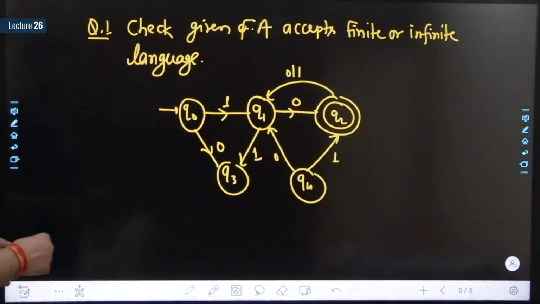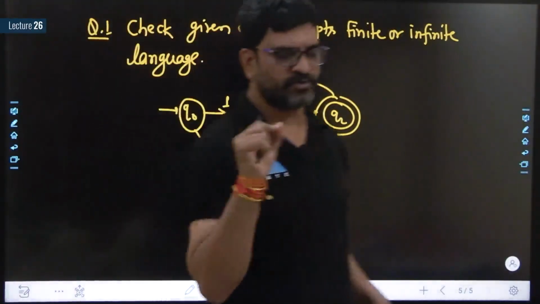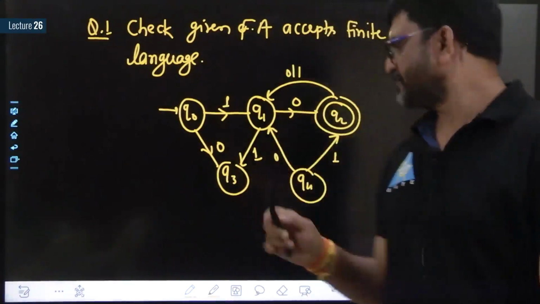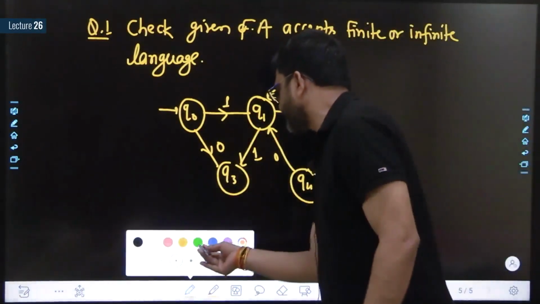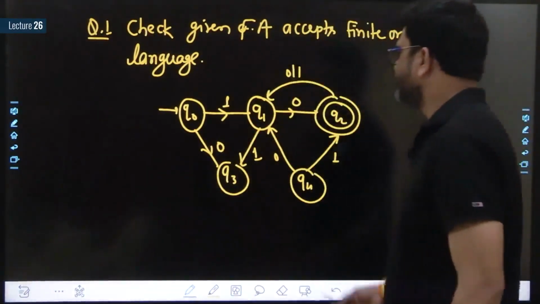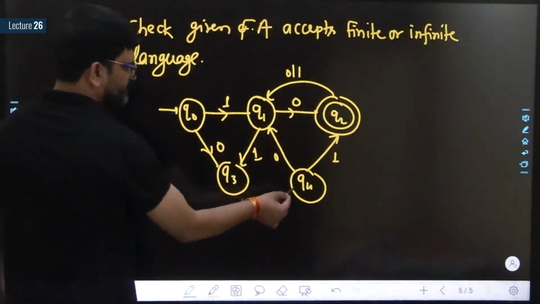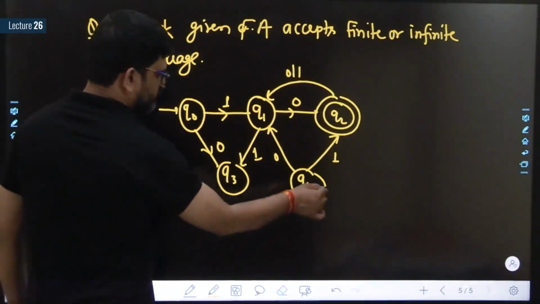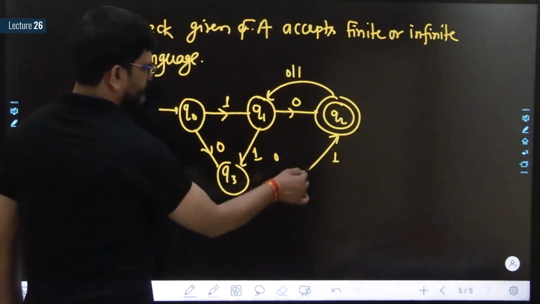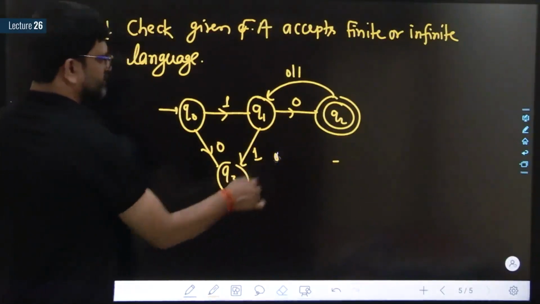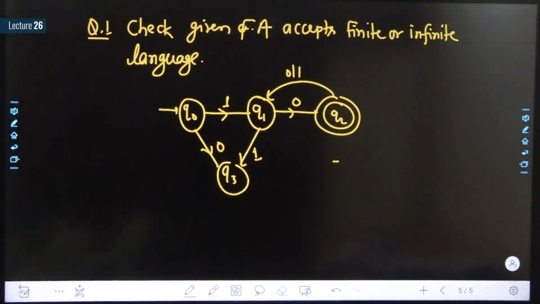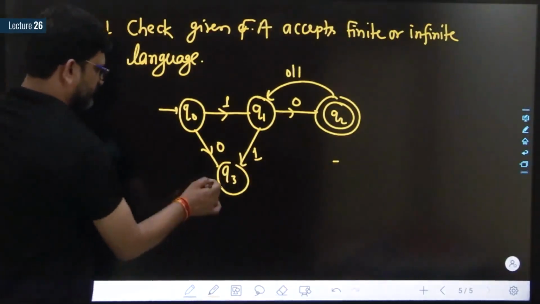Check. What is the first step? Select those states which are not reachable from the initial state. Are there any states which are not reachable from the initial state? Yes, this one, Q4. Delete that state and the corresponding transitions defined between them. There is also a transition from.